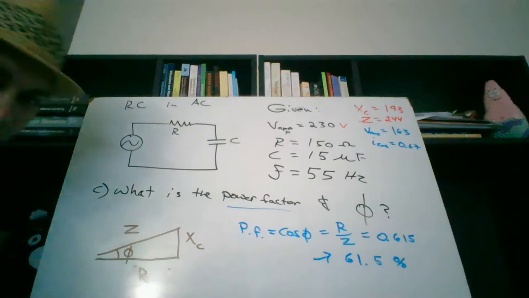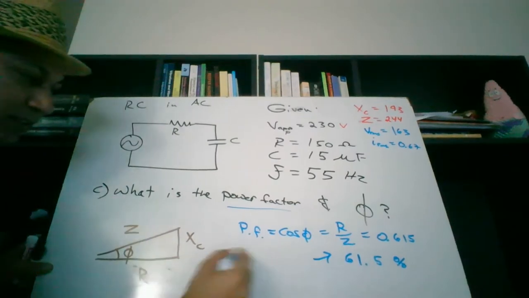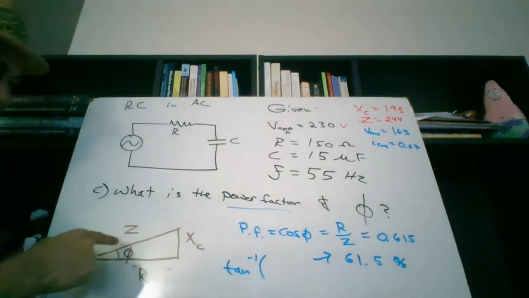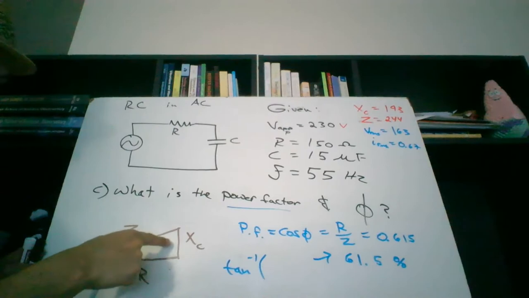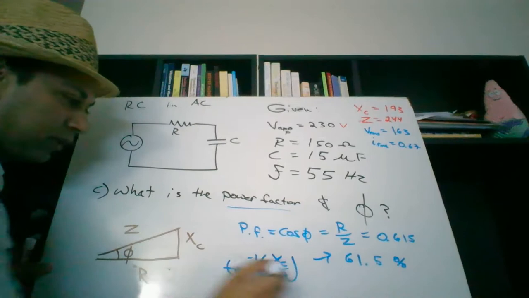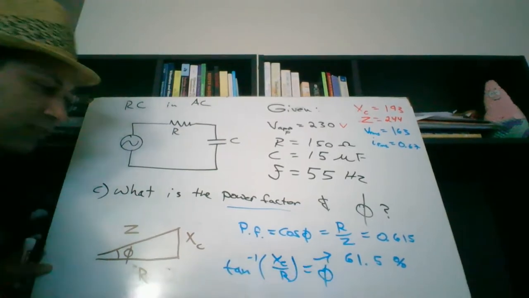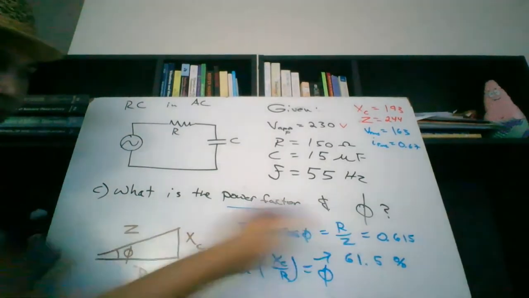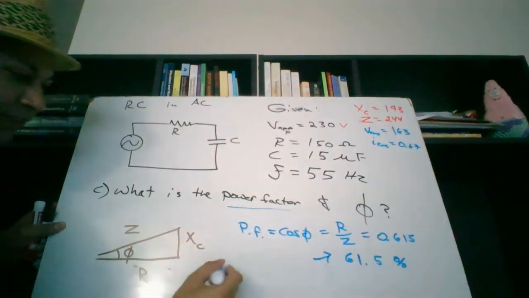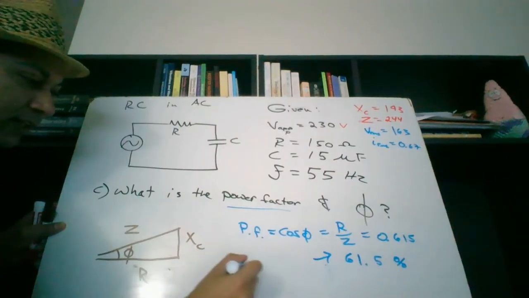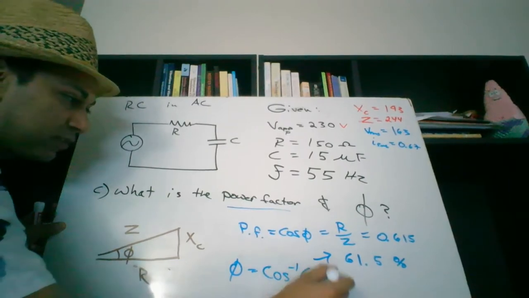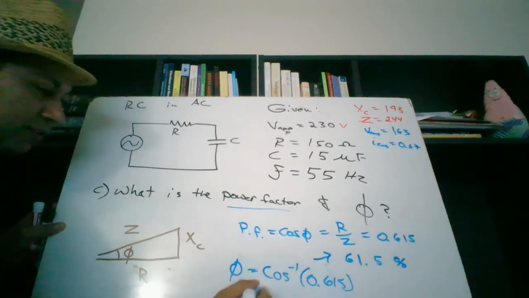Well, normally, the way we find the phase angle is we use the tangent. So tangent arc of opposite over adjacent, so XC over R, and we could find what phase angle phi is. Or because we know that this is 61.5%, we can just use the cosine value again. So phi is equal to cosine arc of 0.615, and then you get your phase angle.